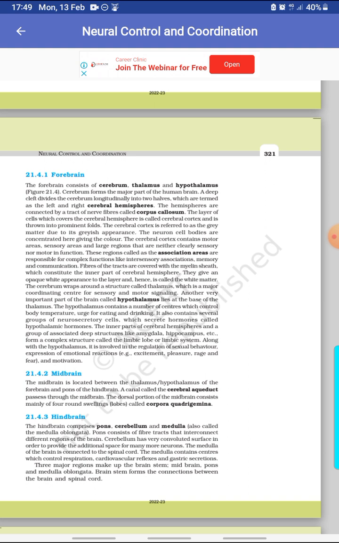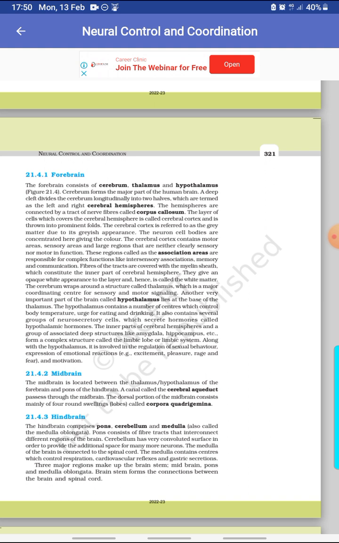Another very important part of brain called hypothalamus lies at the base of the thalamus. The hypothalamus contains a number of centers which control body temperature, urge for eating and drinking. It also contains several groups of neurosecretory cells which secrete hormones called hypothalamic hormones.